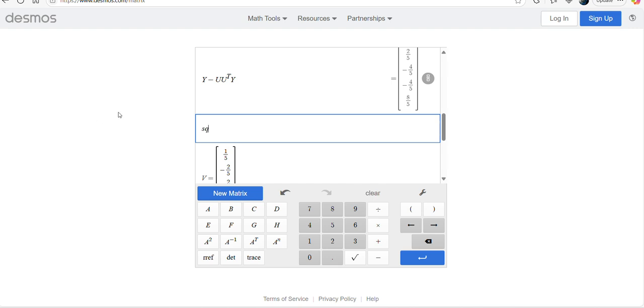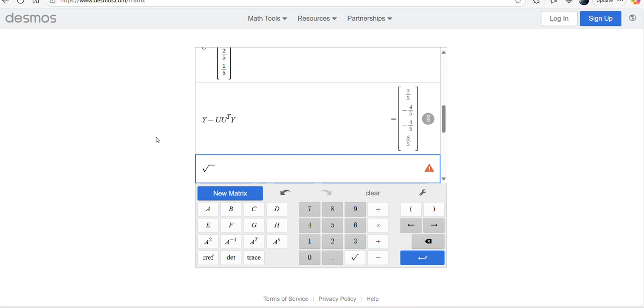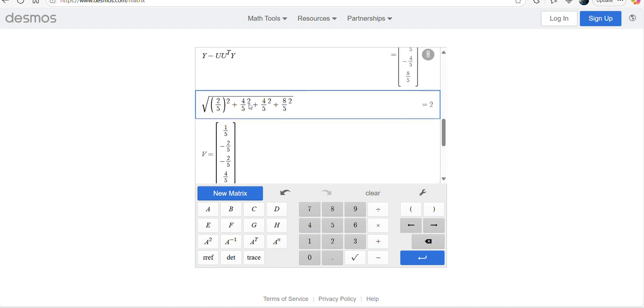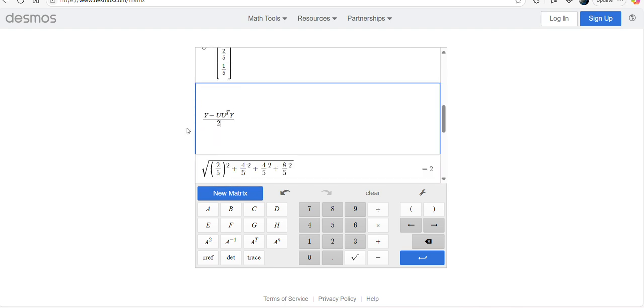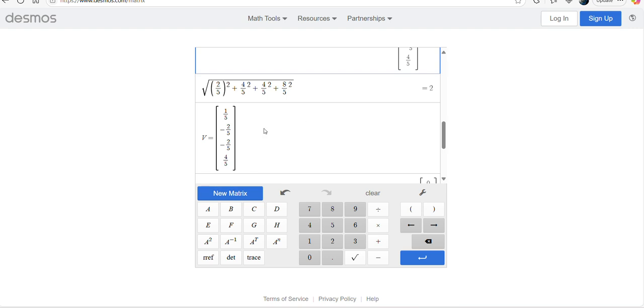Let's take the square root of what we have there. It's the same issue as before, it's over this: 2/5 squared plus 4/5 squared plus 4/5 squared plus 8/5 squared. Or you can make all denominators the same, have them all be over 25. So 4 plus 16 plus 16 plus 64 over 25 equals 2. There we go. Now we have our 2. And then we're just taking that vector on the right, divided by 2, and that's our v.